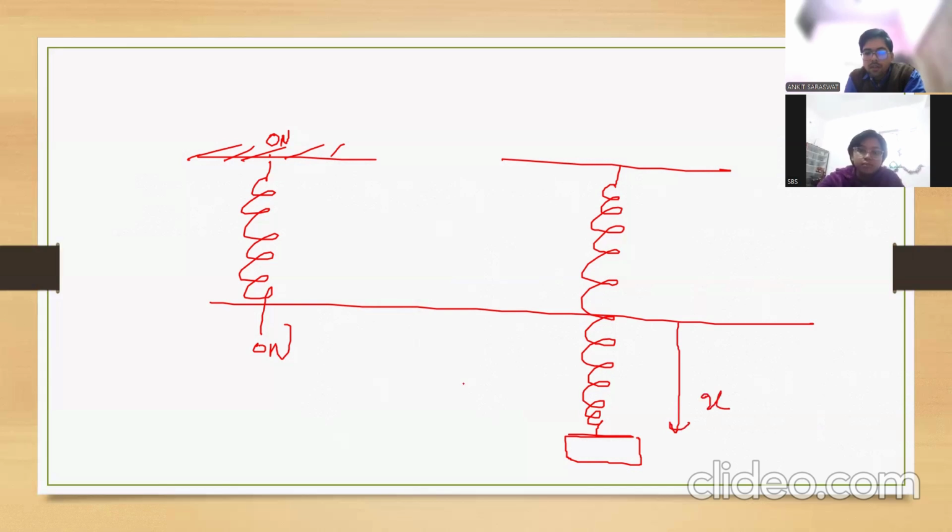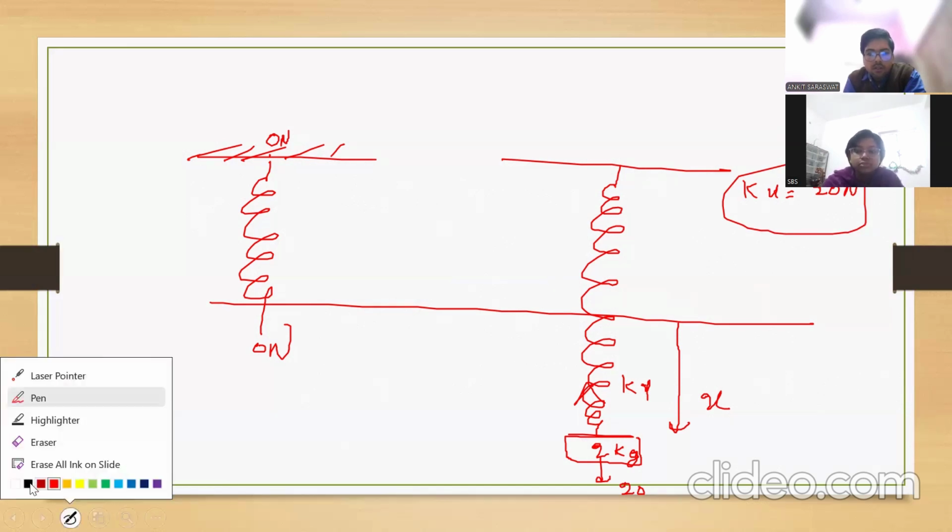You will say, sir, this is 2 kg. Kx is down 20. So Kx is equal to 20 Newton. Spring balance, spring force is 20 Newton. You will say like that. Okay? Clear? Yes, sir, clear.